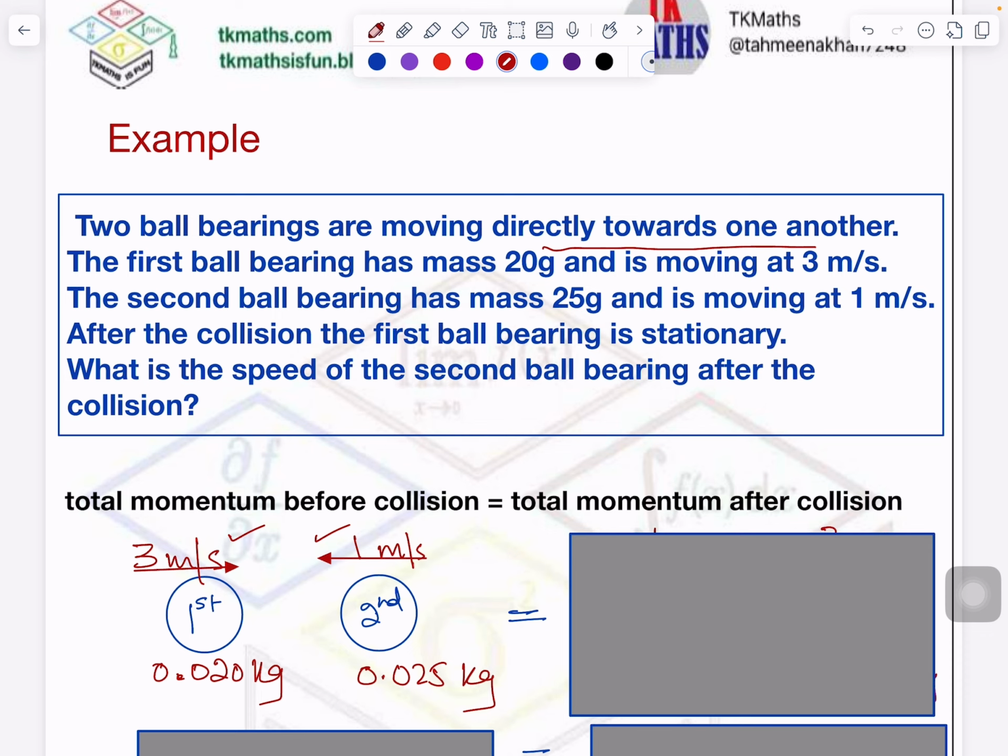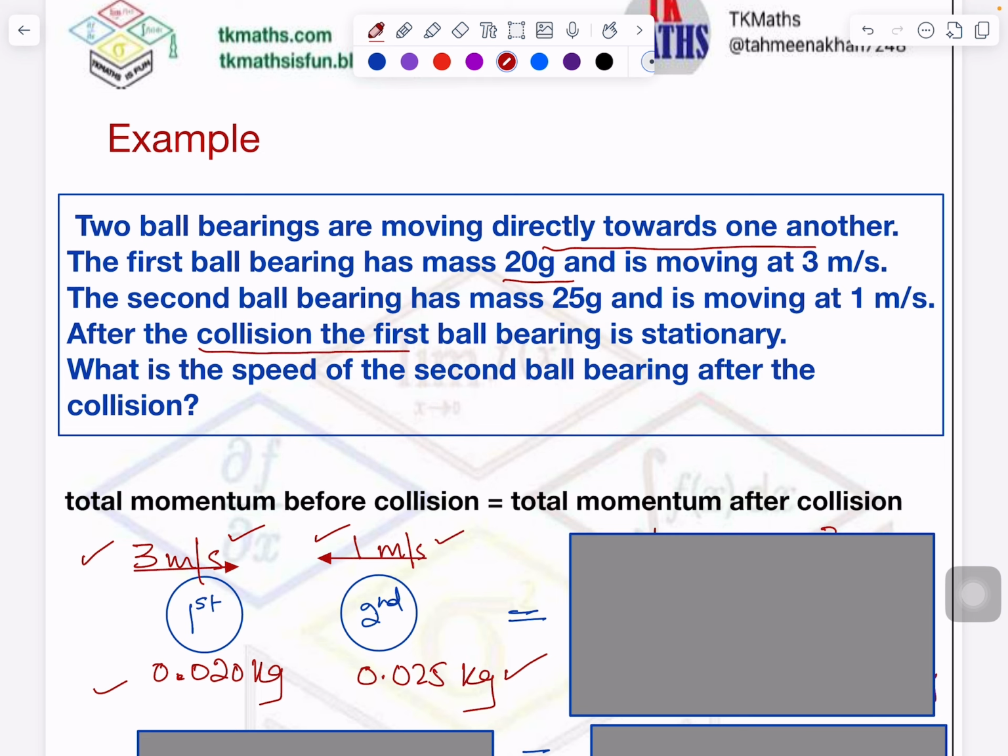Now we know the unit of momentum is kilogram meter per second. So if it is given in gram, you will change it into kilogram. That's why I've written here 0.020. And it is moving with the speed of 3 meter per second. So I have written here. The second ball has mass 25 gram, which is 0.025 kilogram, as mentioned here. And it is moving with the speed of 1 meter per second.